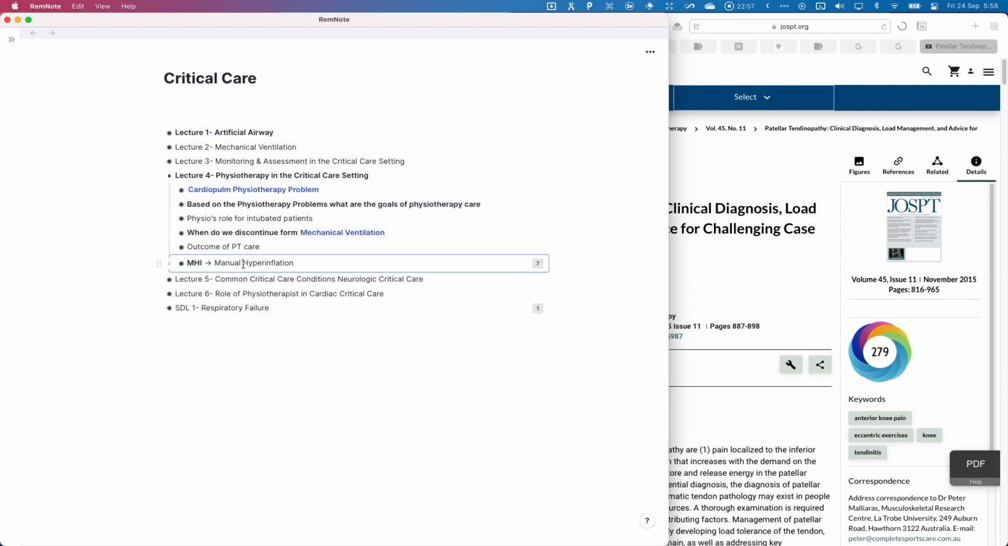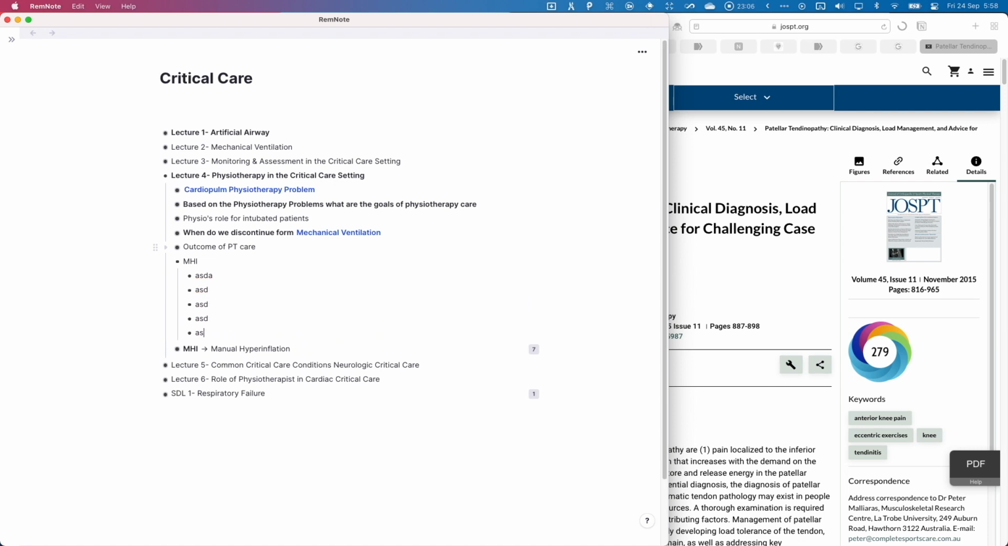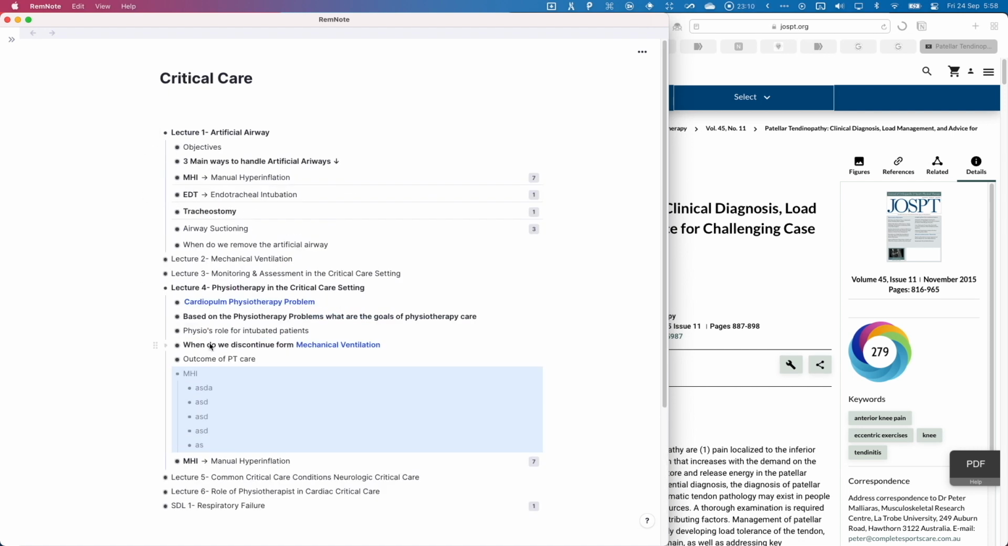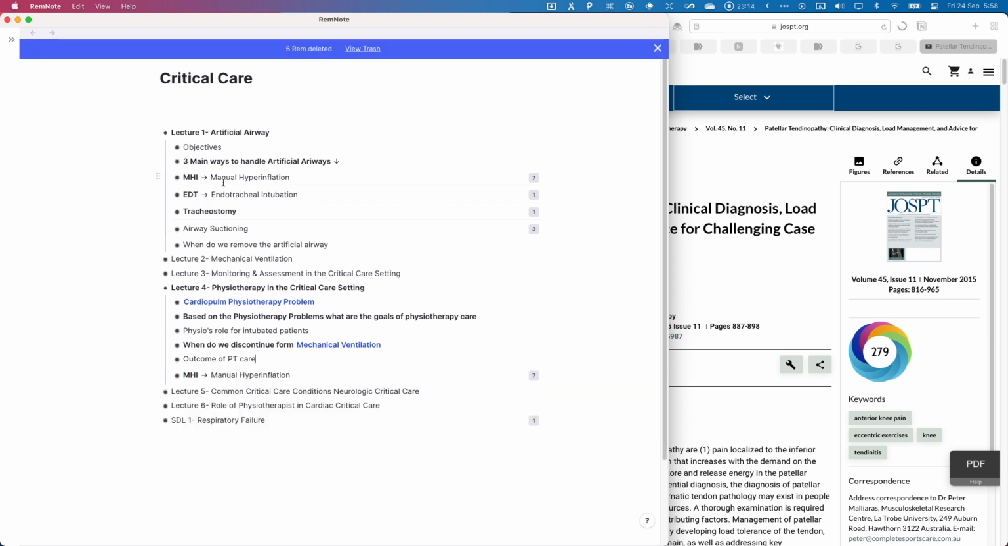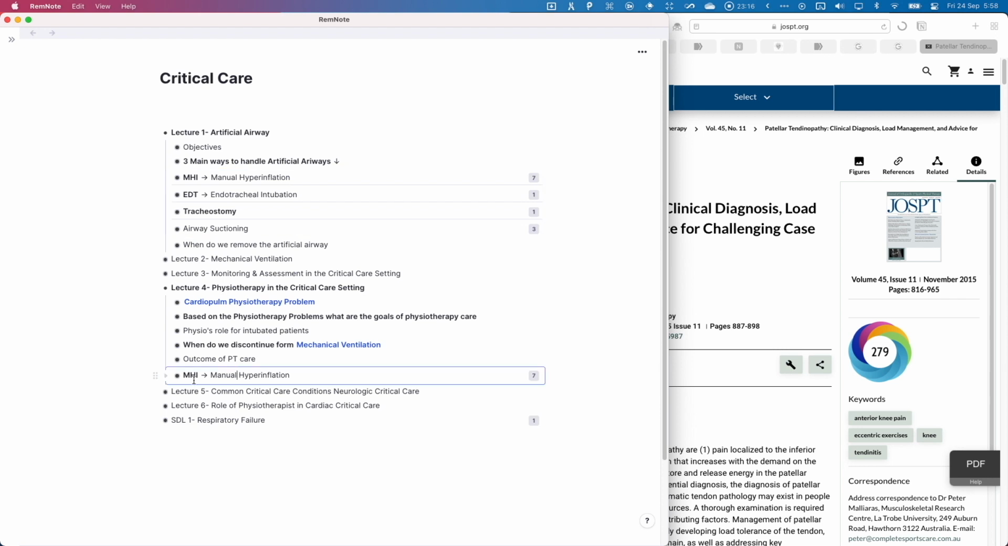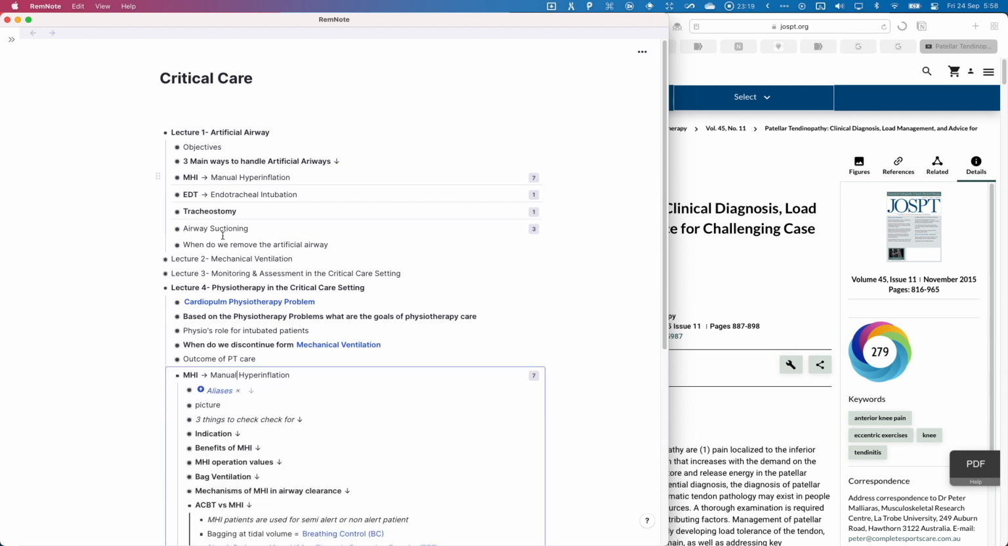So in week four, we actually go deeper into it. So we learn more about manual hyperinflation. So the problem now is if I were to write new things about MHI, it will all be siloed here and separated from what I've learned in week one. So what do I do? I take MHI and portal it over here as well. So both of these are now linked.